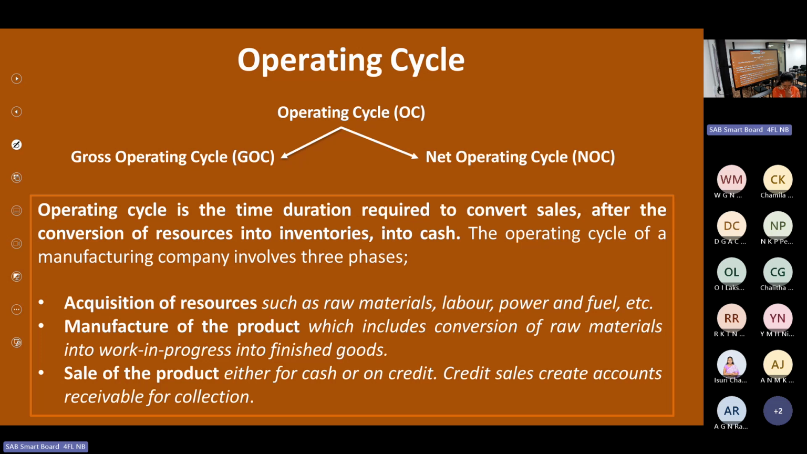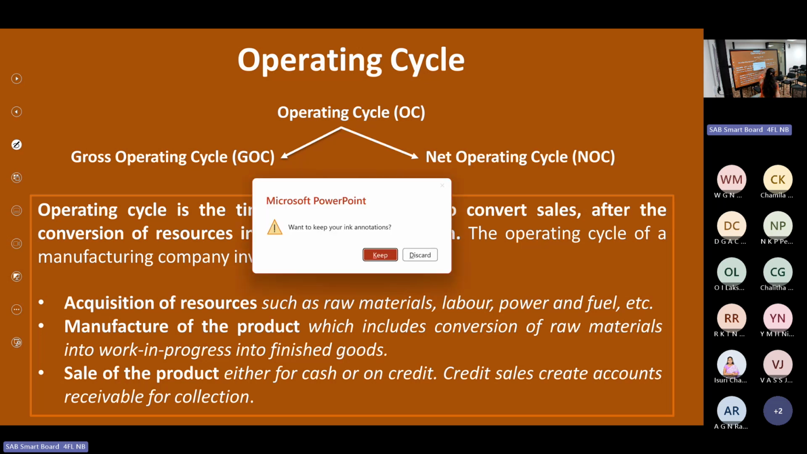Very good. Thank you very much, Sumudu. I saw the components you have started. What did you start from? Purchase raw material. Very good. Then production process, finished goods, sales, and cash collection. Very good. With that, we'll draw this one.